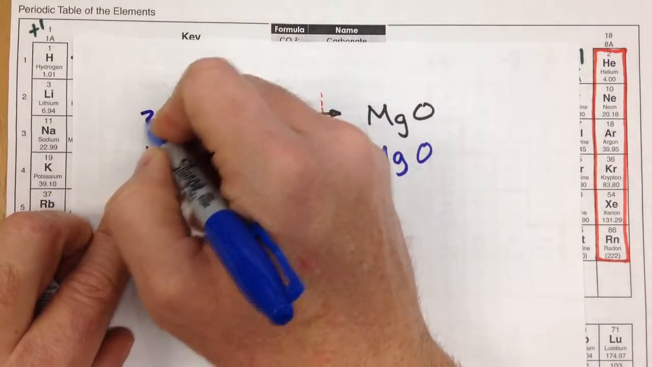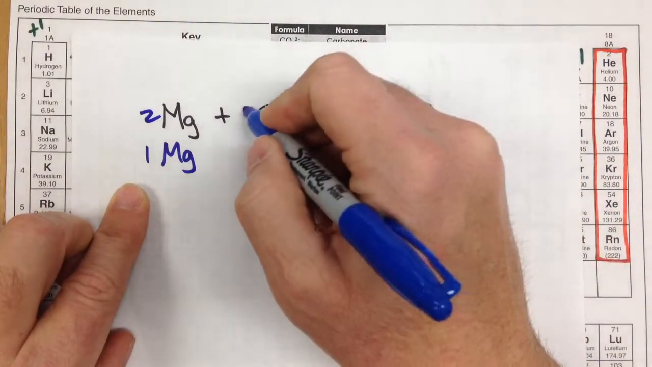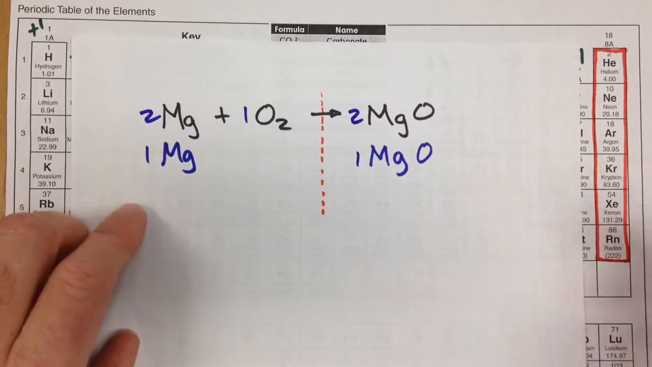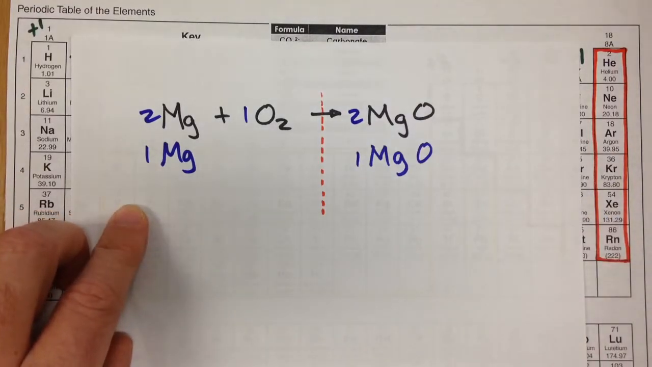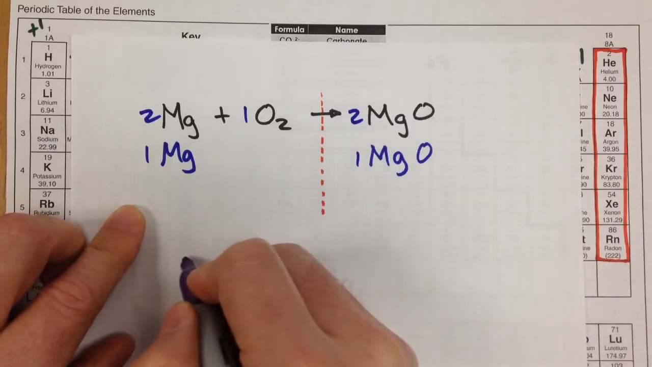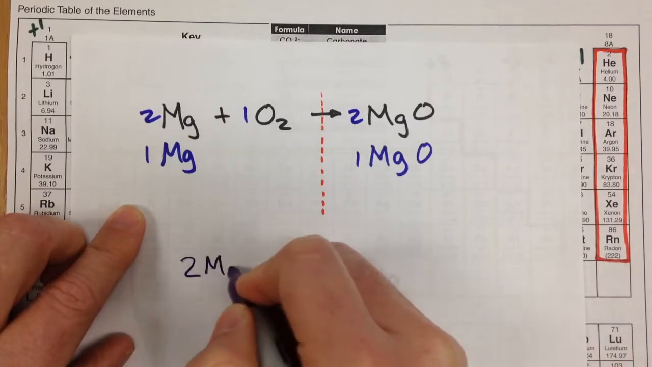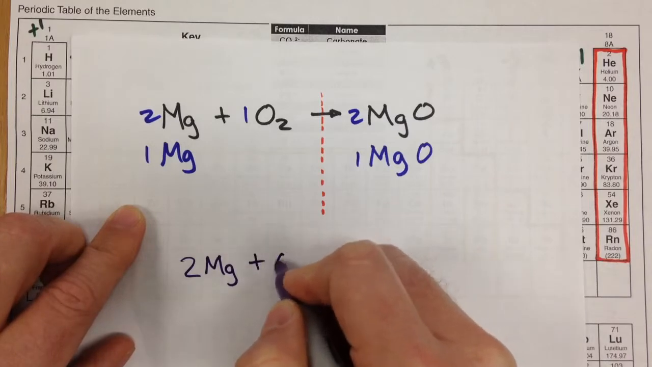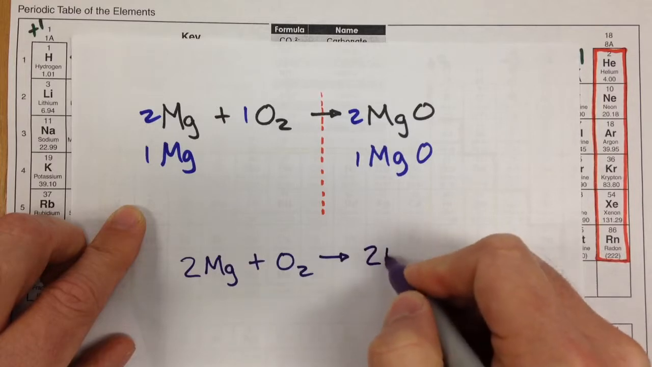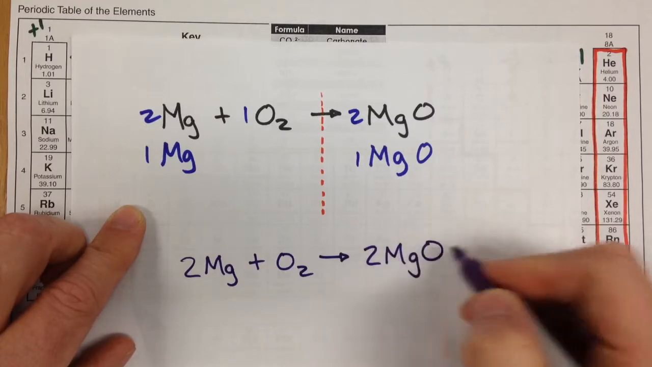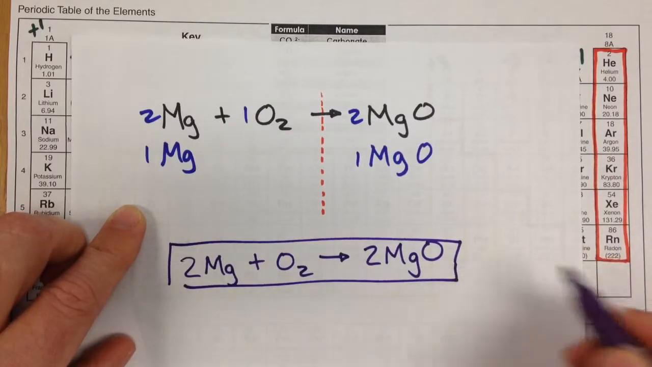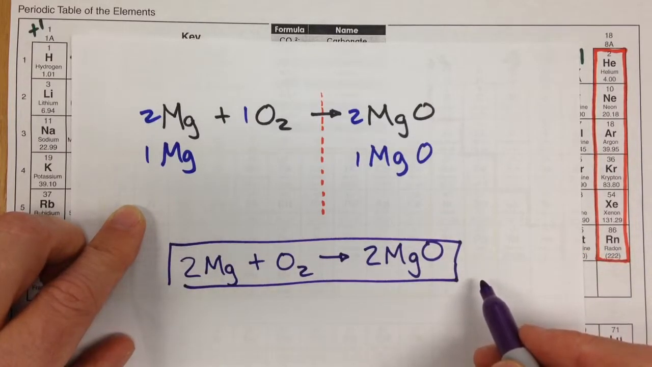How many units of each, how many atoms or molecules of each did I need? Well, I needed 2 magnesiums. I only needed one oxygen molecule, and I needed 2 magnesium oxides. So my final balanced chemical equation would be written as this: 2 Mg plus O2 yields 2 MgO. This would be my final balanced chemical equation. This follows the law of conservation of mass.